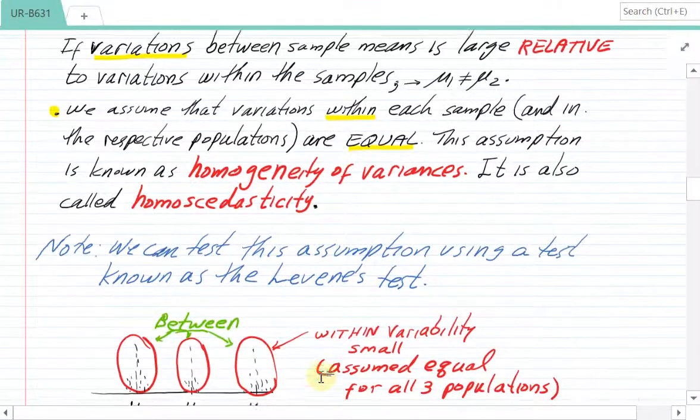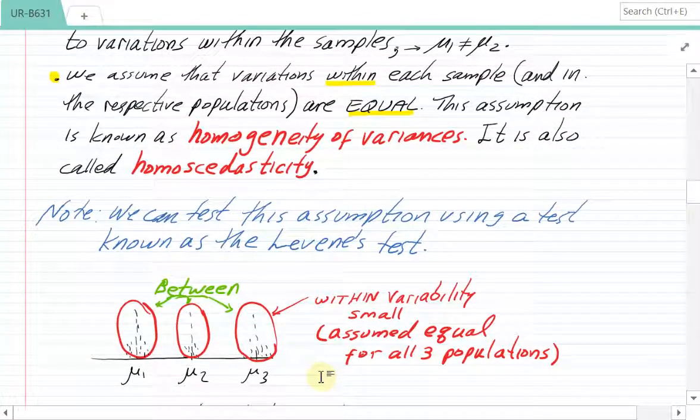Now, here I'm trying to again reinforce the idea of variability within and what is variability between here. Remember, within means inside. So the variability of these dots inside themselves, that's what the within variability is. The variability here and the variability here, we assume that these variabilities are equal but unknown.